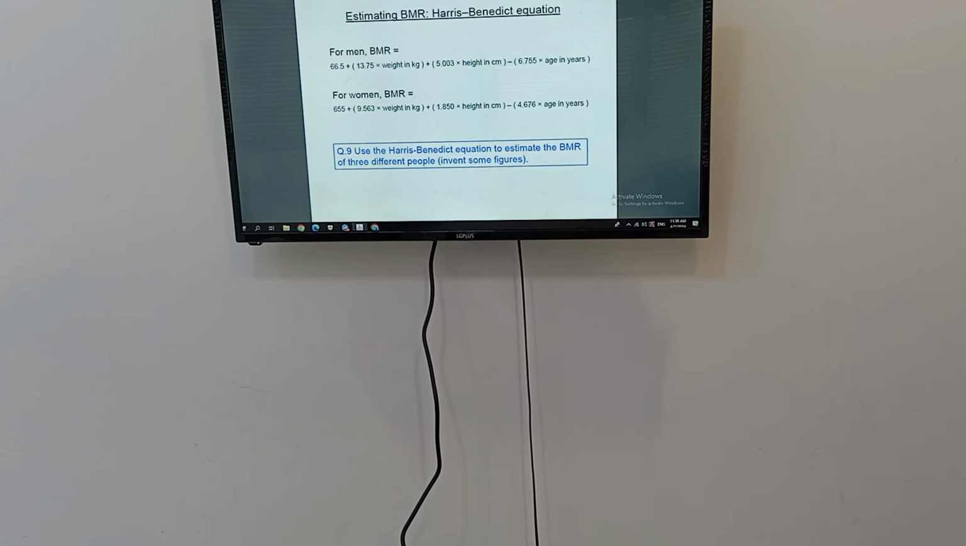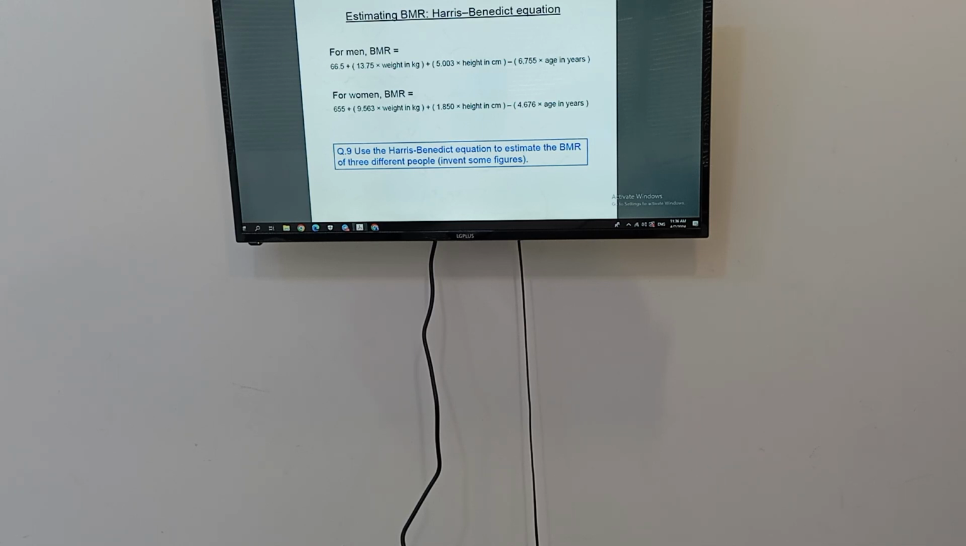Men, as we said, and women will need a different intake of calories, so they will use these two different equations. For men, it will be 66.5 plus 13.75 times weight in kilograms, meaning the person's weight, plus 5.003 times height in centimeters, minus 6.755 multiplied by age in years.